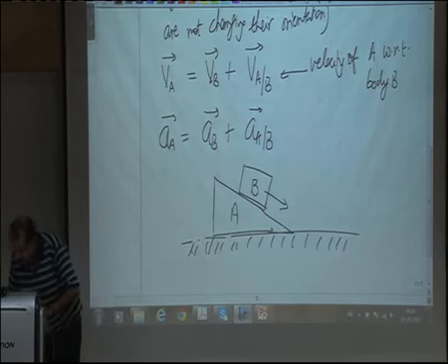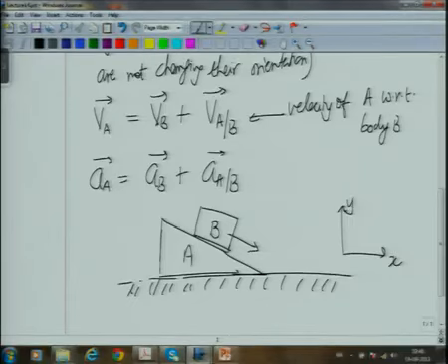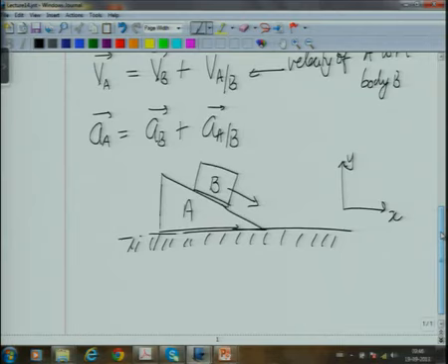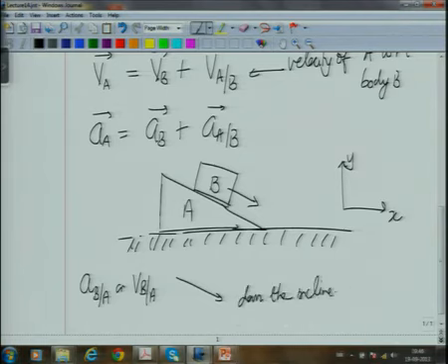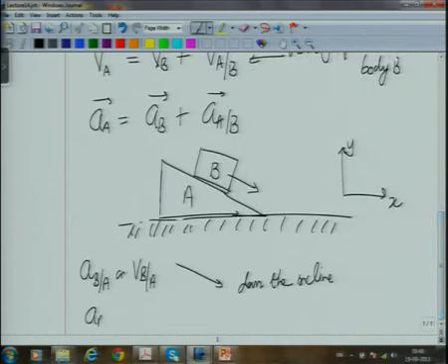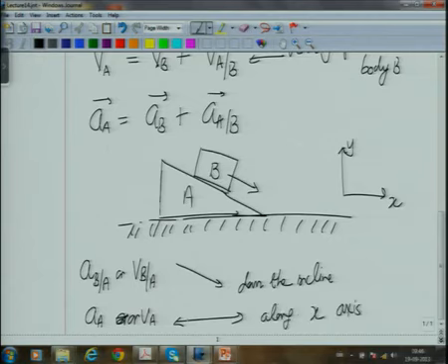So, now here if I make axis like this, then what I know is acceleration of B with respect to A or Vb with respect to A, this is down the incline, and acceleration of A or velocity of A, this is along the x axis. And why do we need things like this?